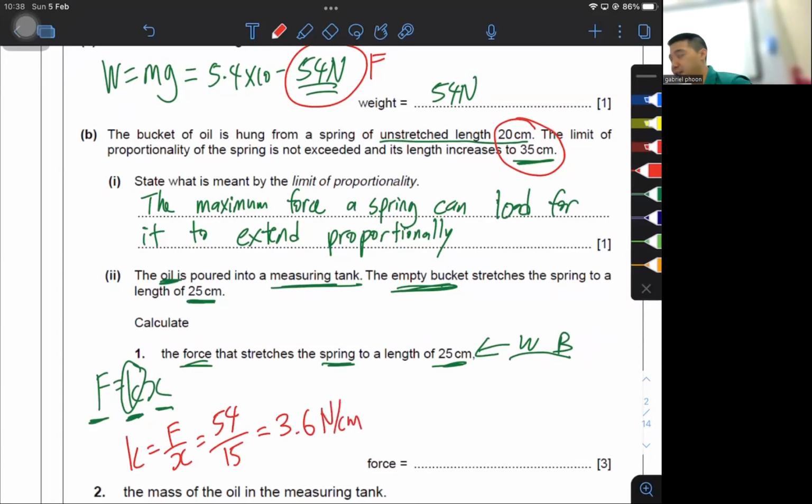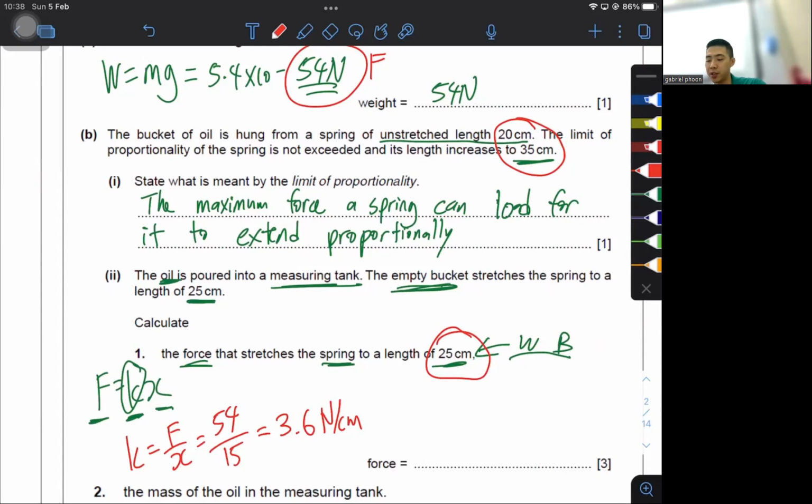Remember how I told you guys in class, by right, the spring constant should be newtons per meters, guys. But there are exceptions. In this case here, we can leave it in newtons per cm because the new information that we're going to use later is also in cm. And ultimately, we just want the force, right? So cm cancel off each other, right?